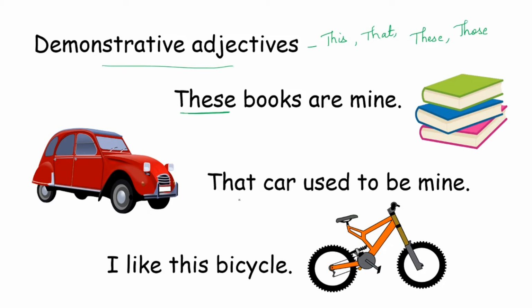Okay, that car used to be mine. So that here is the demonstrative adjective and it is followed by the noun car. I like this bicycle. So this here is the demonstrative adjective and it is followed by the noun bicycle. So the demonstrative adjectives are usually followed by the nouns and it is very easy to identify as pointing words like this, that, these and those are examples for these adjectives.